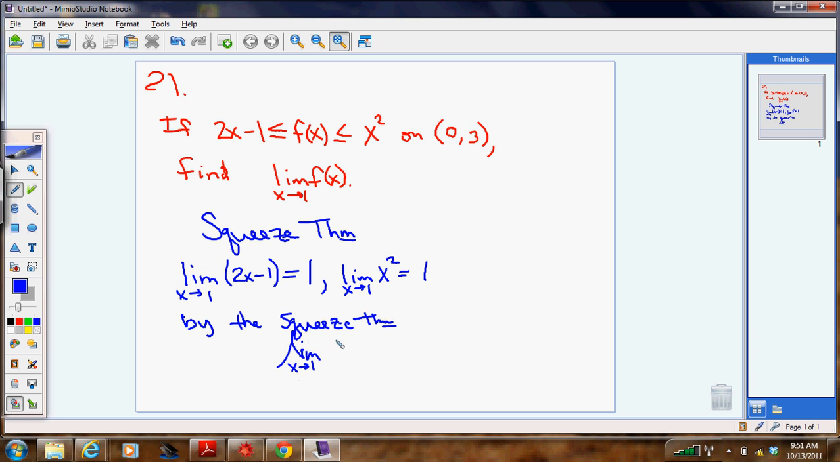Limit as x approaches 1 of f of x is equal to 1. So it's a pretty simple and straightforward problem. I'm going to stop this recording here, and I'll make several other recordings. Just have that one solution for now, and we'll see what happens.